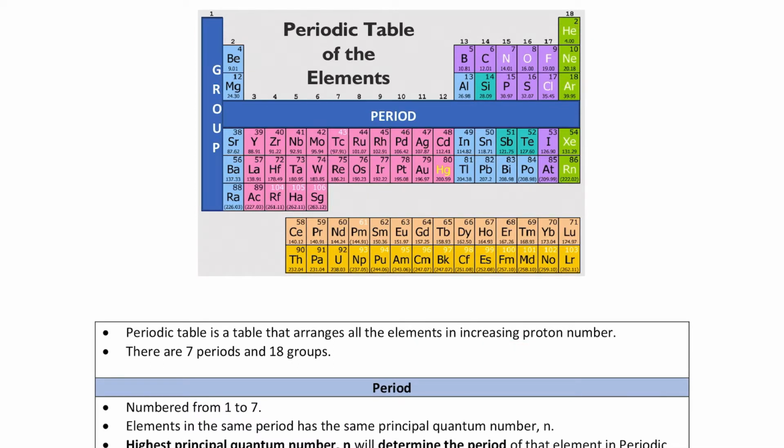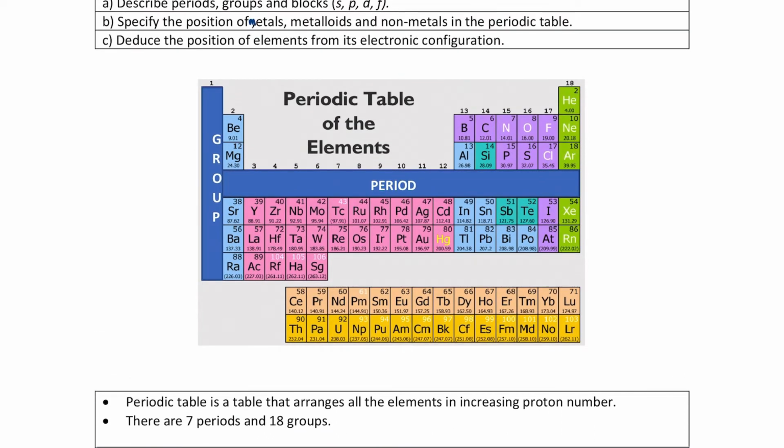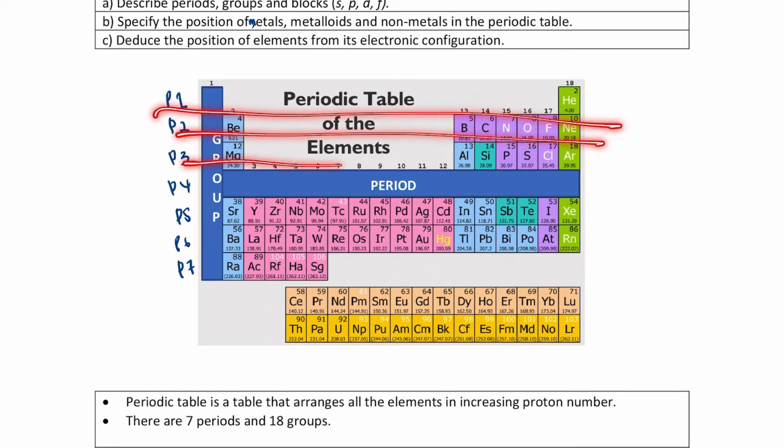Overall there are 7 periods and 18 groups. So let us look at period first. Period is numbered from 1 to 7. As you can see over here, this horizontal row is a period. Starting from the top, this is period 1, period 2, period 3, period 4, period 5, period 6 and lastly period 7. That means along this row is a period.